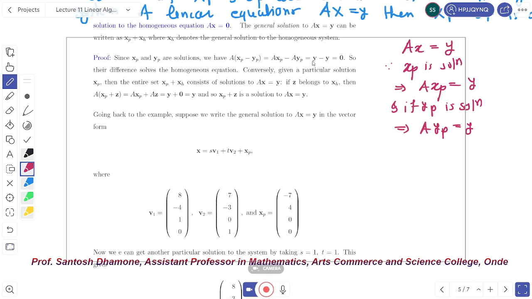Conversely, given a particular solution xp, the set xp plus xh consists of solutions to Ax equal to y. This is a solution of our non-homogeneous system of linear equations. If z belongs to xh, that is, if any element z belongs to the general solution of the homogeneous system, then A(xp plus z) is equal to A xp plus A z, equal to y plus 0, equal to y. And so xp plus z is a solution to Ax equal to y.